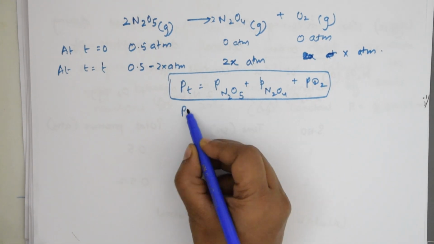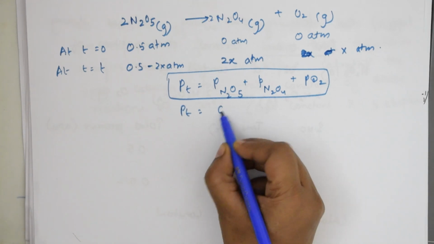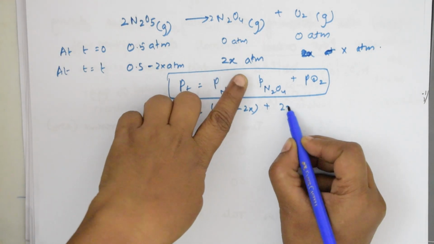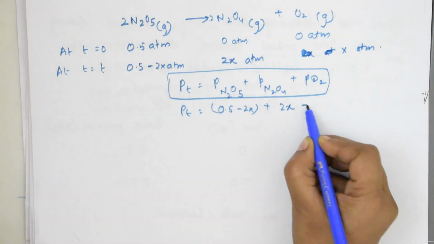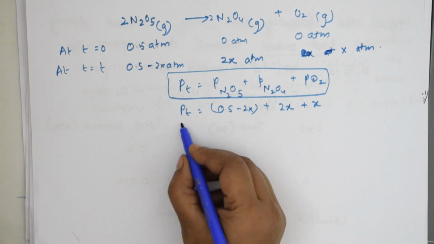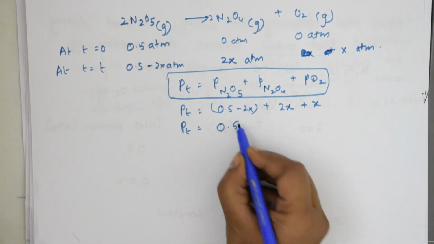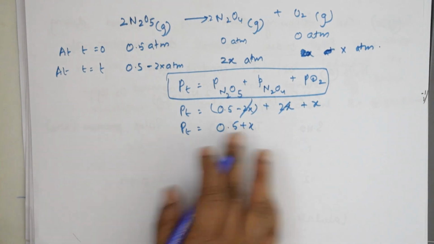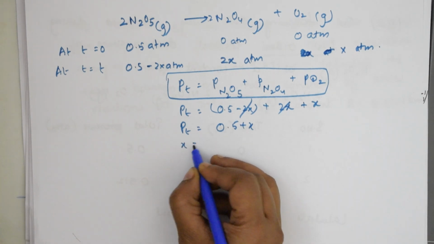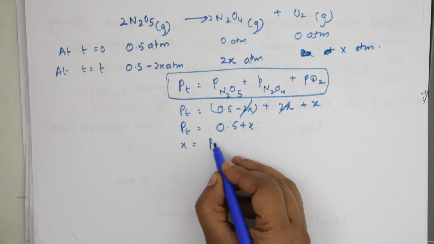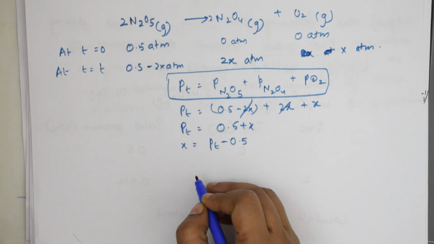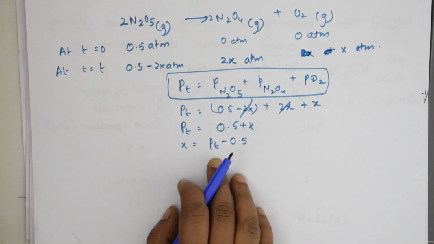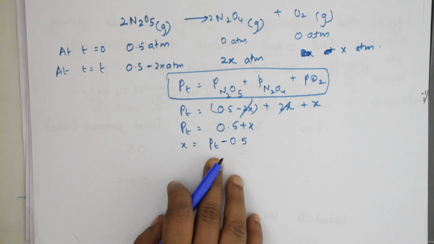First of all, when I take PT, how much is the partial pressure of this one? It is 0.5 minus 2x. P of N2O4, how much was it? It is nothing but 2x. How much was P of O2? This is x. So what do I get? PT is equal to 0.5 plus x, minus 2x plus 2x gets cancelled. Now x I'll take out. X is equal to, when this comes to this side, PT minus 0.5. Correct? Yes.